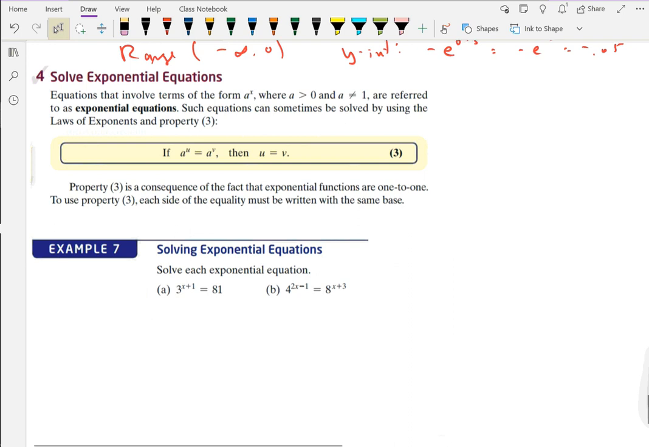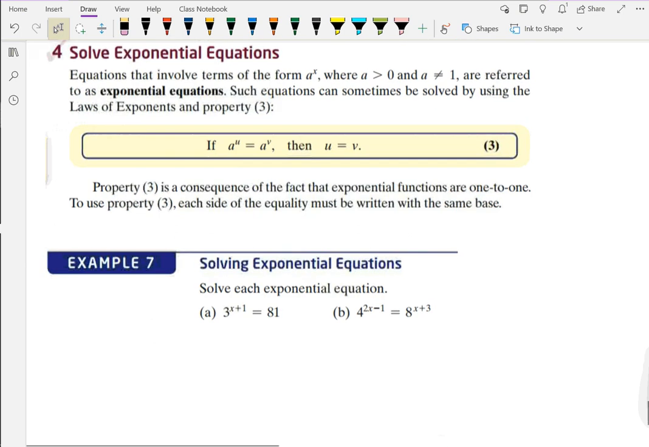Last concept overall with our exponential functions in this particular section, we're solving exponential equations. So if we want to solve equations that involve exponentials, so I have one exponential set equal to another exponential, equations that involve terms of the form a to the x, where again our requirements stay the same: a has to be bigger than 0 and a cannot be 1. We refer to these as exponential equations.